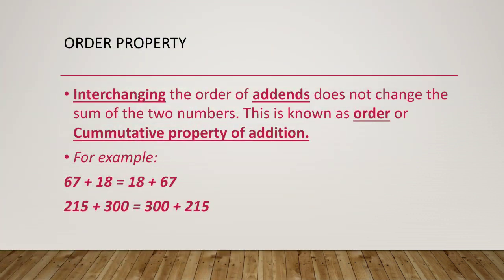The third property is order property. According to this, interchanging the order of addends does not change the sum of two numbers. This is known as order or commutative property of addition. Let's understand this property with the help of an example.